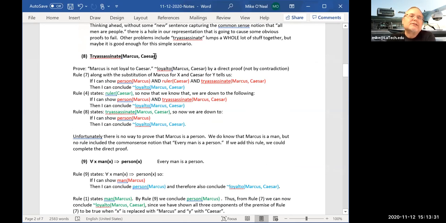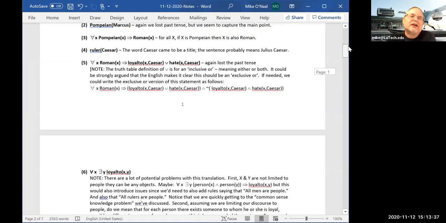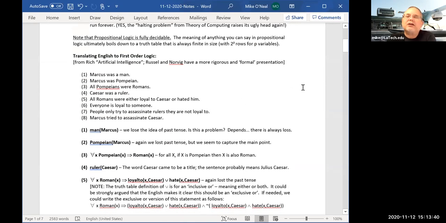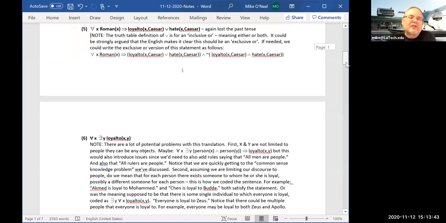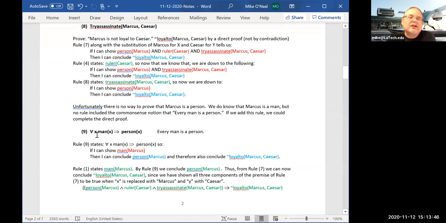So I can fix this by adding a new statement. Originally, I only had 8 statements here. I'm adding a 9th statement that basically says that all men are people. So for all X, if X is a man, then you can conclude that X is a person. Every man is a person. Okay? Now that we have Rule 9, Rule 9 basically says if I can show that Marcus is a man, then I can conclude that Marcus is a person. And again, if I can conclude that Marcus is a person, I can conclude that Marcus is loyal to Caesar.